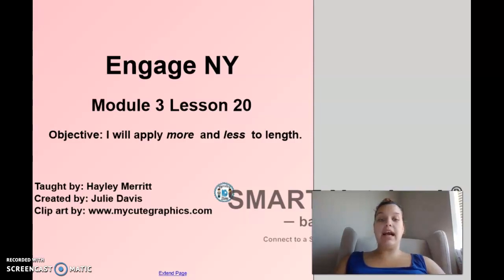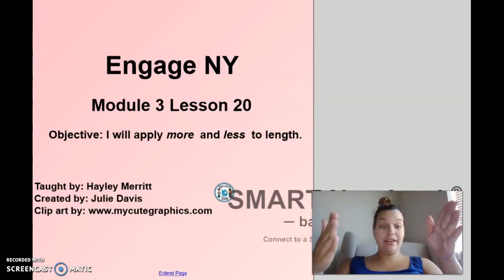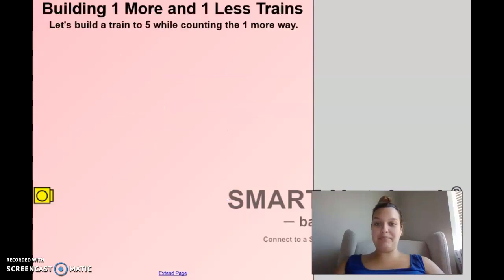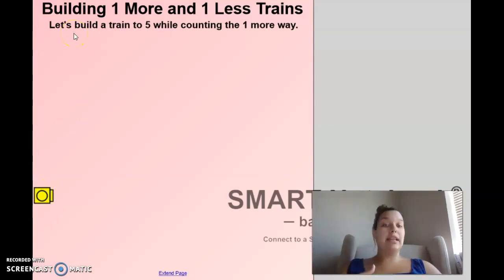Our objective is I will apply more, so give more, and less, take away, to lengths. So we're going back to that length measurement objective today. To start off, we're going to build one more and one less trains. So I want to build a train to 5 while counting the one more way. Do you think you could help me?